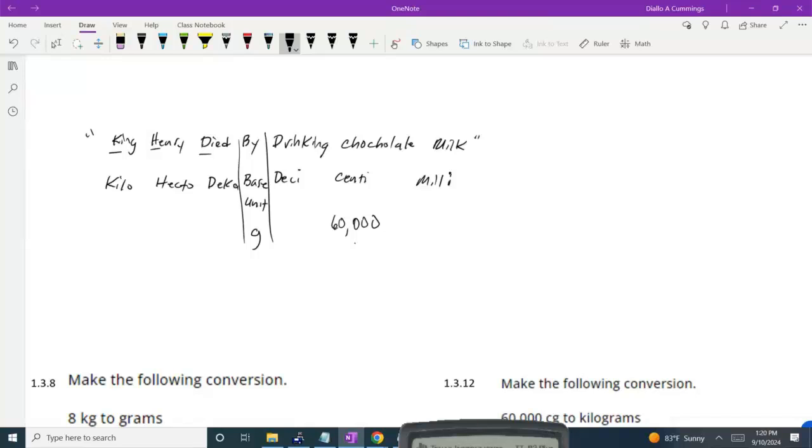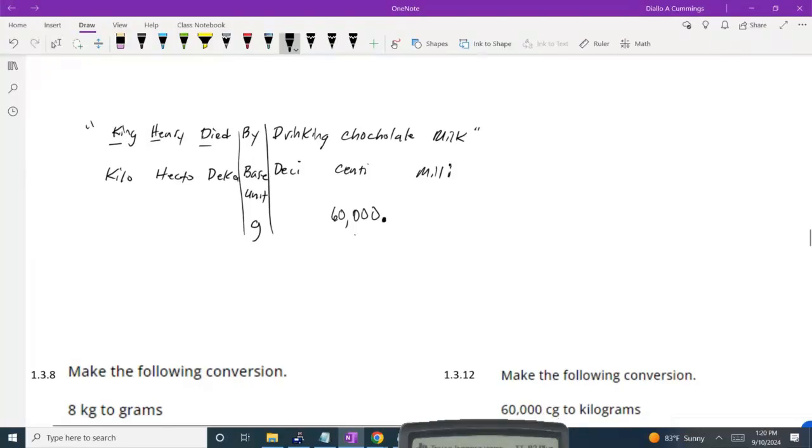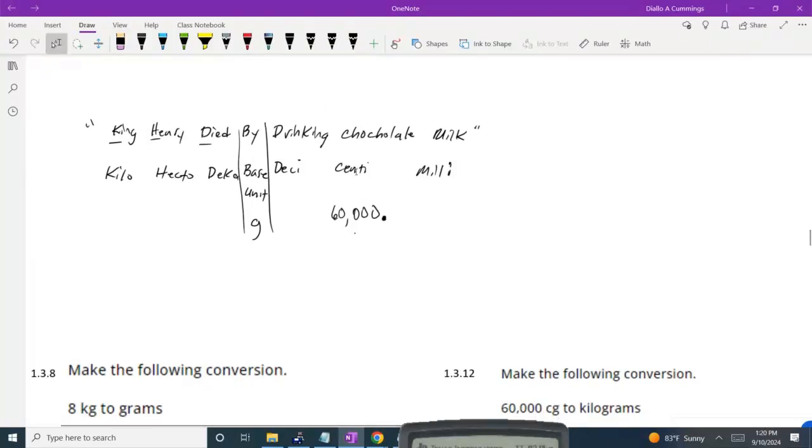So just remember, in the number 60,000, that decimal is behind that last zero. Okay. I want to convert from centigrams to kilograms, so that means we must move the decimal 1, 2, 3, 4, 5 times to the left.